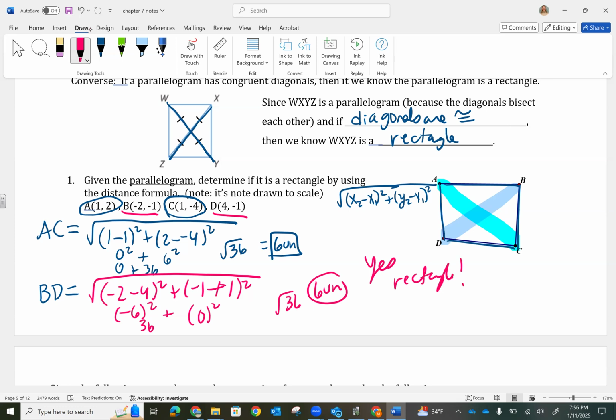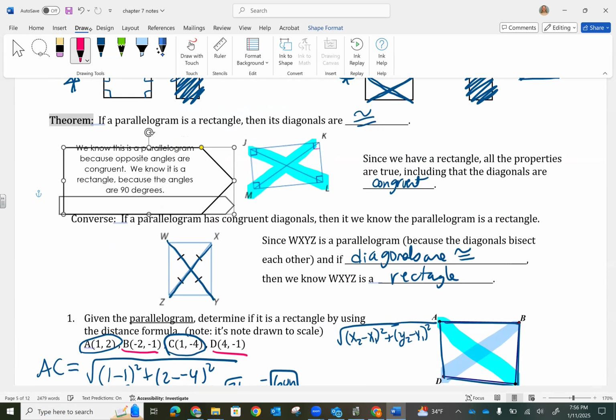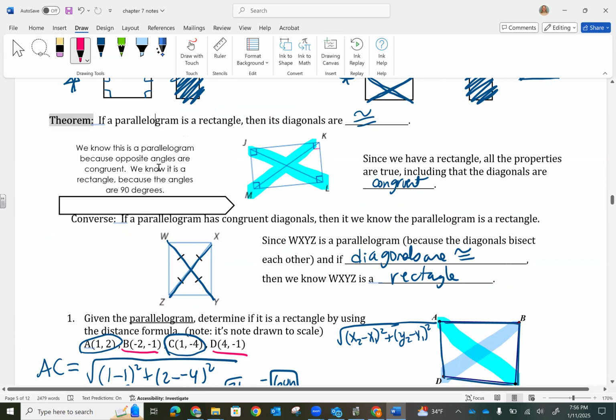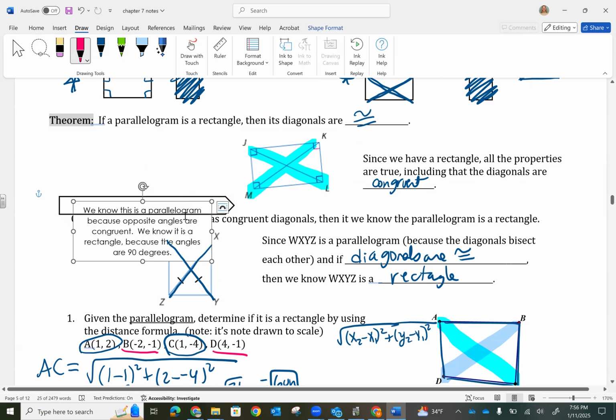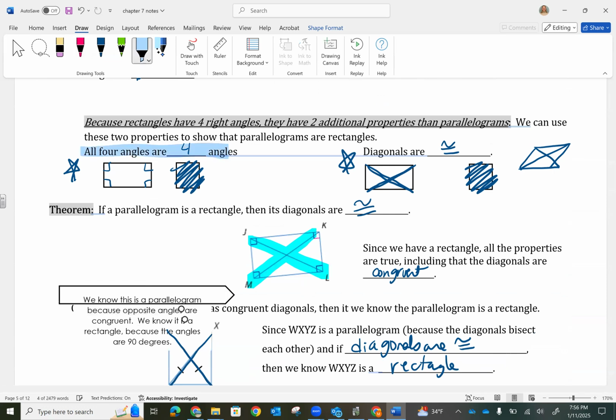So the 2 main ways that you show that a parallelogram is a rectangle are: are the angles 4 right angles? Or are the diagonals congruent? And primarily, if we've shown the opposite sides are parallel, so it's a parallelogram, we do the second one: are the diagonals congruent?